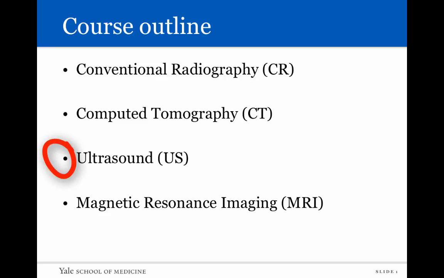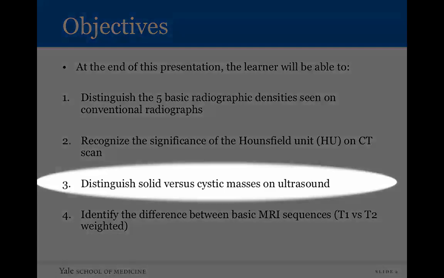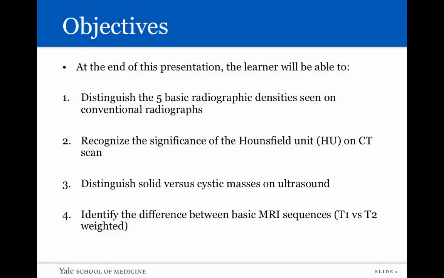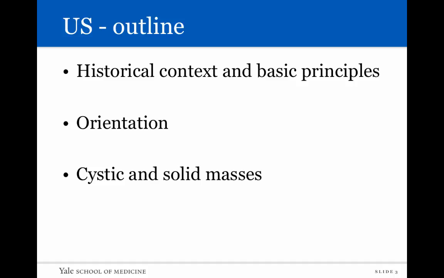In this video, we'll cover ultrasound imaging, and the objective for this video is to be able to distinguish solid versus cystic masses on ultrasound. Like the prior videos, we'll start off with a brief foray into the historical context of ultrasound imaging, go over some basic principles. We'll then move on to basic orientation on ultrasound imaging, followed by what cystic masses look like and what solid masses look like.